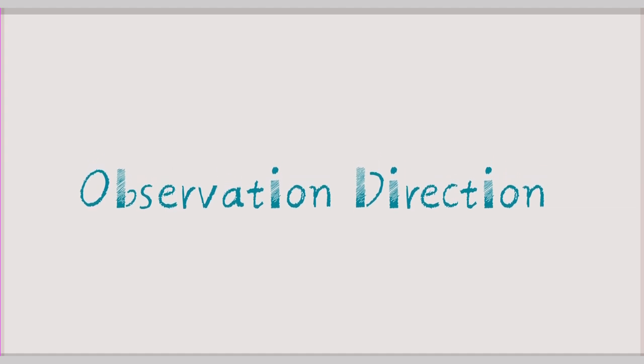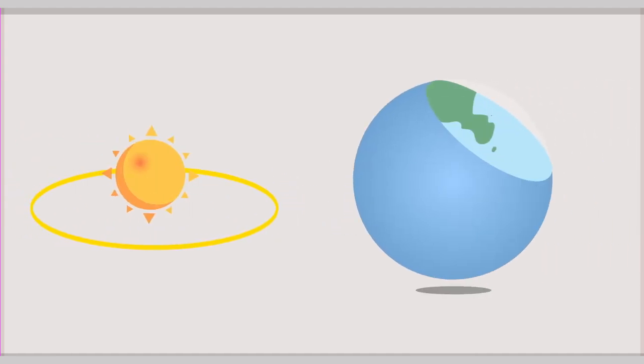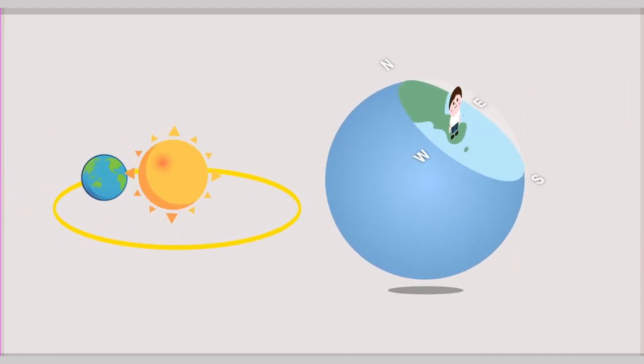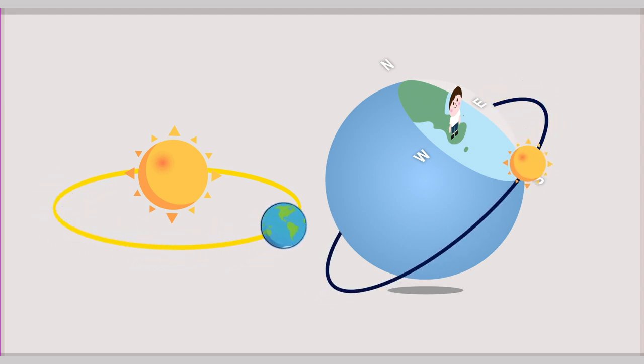Now let's talk specifically about observation direction. When we observe the south sky from mid-latitudes in the northern hemisphere, where Korea is located, the Earth rotates clockwise from east to west. We say that the sun moves from east to south to west, and we say that the sun rises, crosses the meridian, and sets.